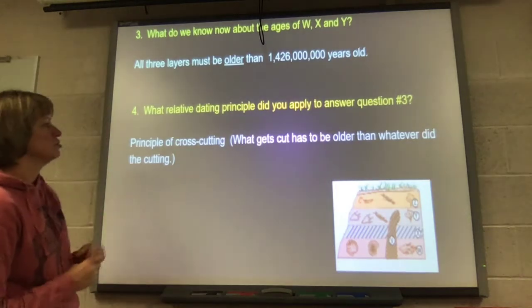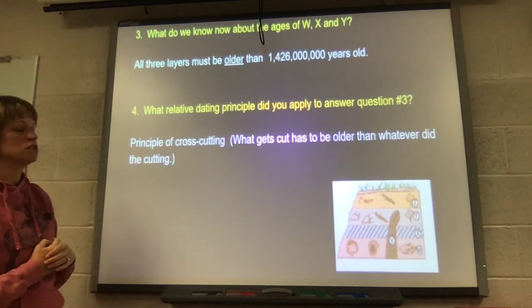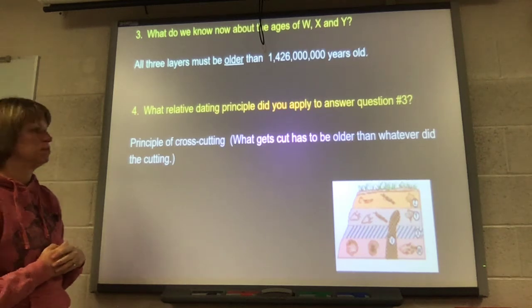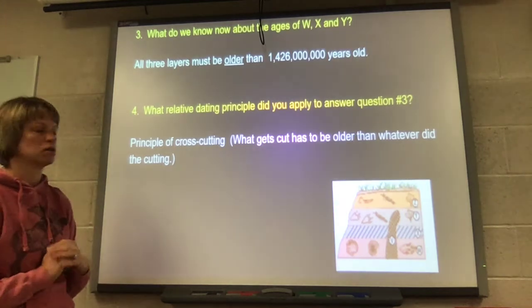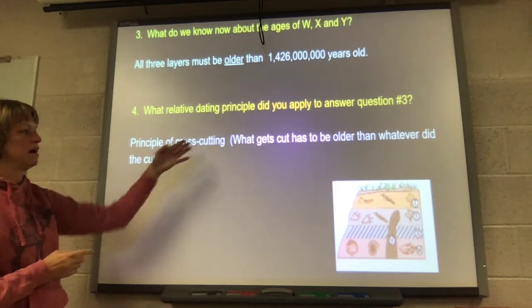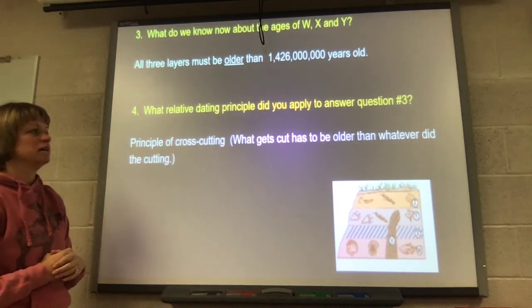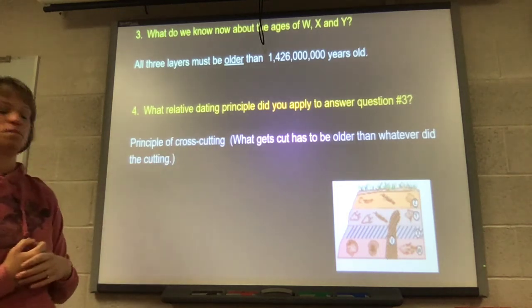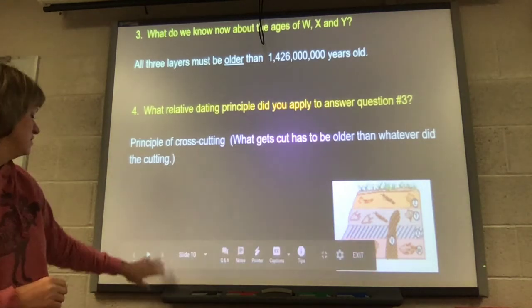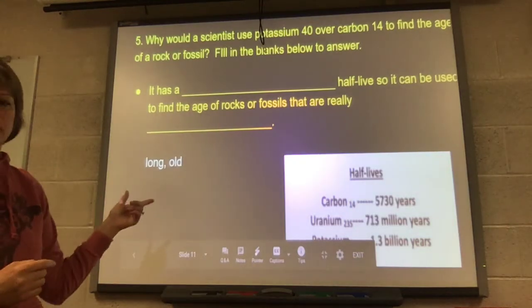And here's what you should say about the relative dating principle that you use. That's the principle of cross-cutting, sometimes called cross-cutting relationships. You don't have to have this part, but the idea behind that is that what gets cut has to be older than whatever did the cutting. Oh, and I forgot we had this last one.